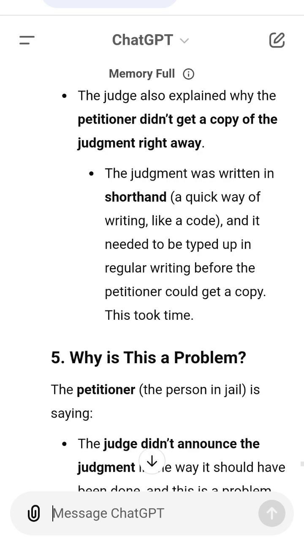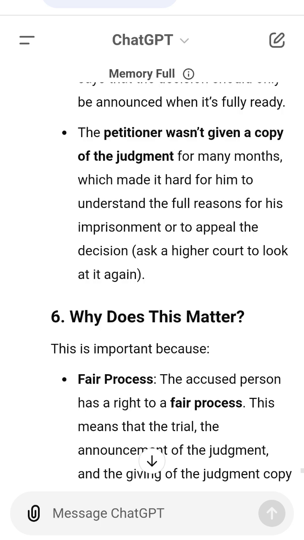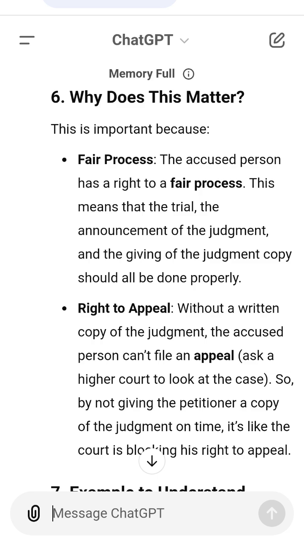In this case, the petitioner is feeling the same way. He is saying the judge didn't announce the judgment, like the teacher not announcing the winner. The decision wasn't complete. He didn't get the judgment copy on time, like not getting the score sheet in the competition.